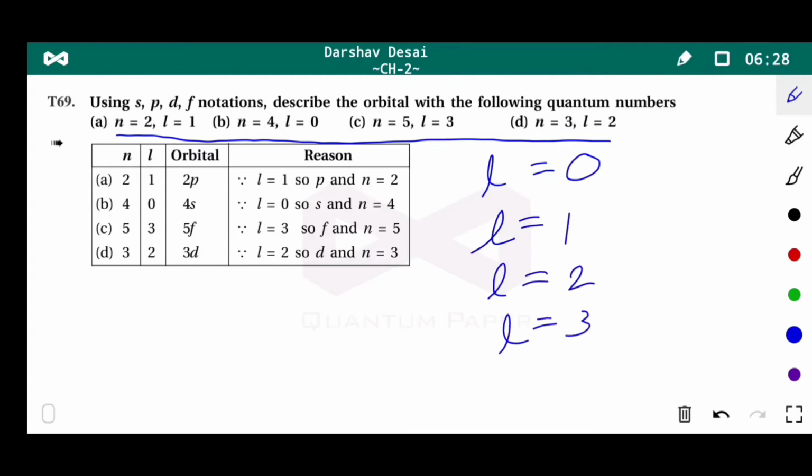So whenever l is equal to 0, then it is s orbital, 1 means p orbital, 2 means d orbital and 3 means f orbital.